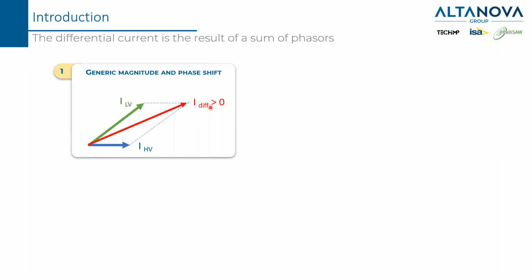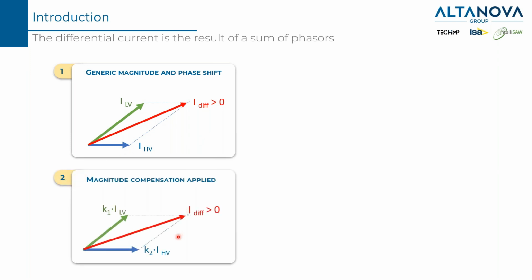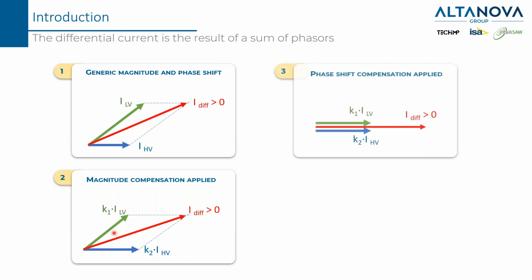So we have to apply the so-called compensations. First of all, we have to compensate the magnitude of these two currents. We can think that these two vectors are multiplied by factors, and these factors are simple numbers, to be more precise, real numbers. But this is not enough, because we also have to compensate the phase shift. Otherwise, this vector can't be 0.